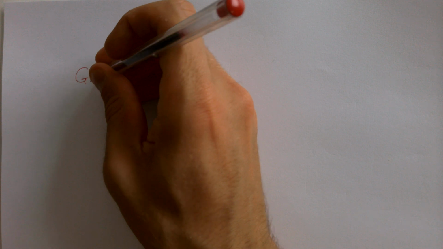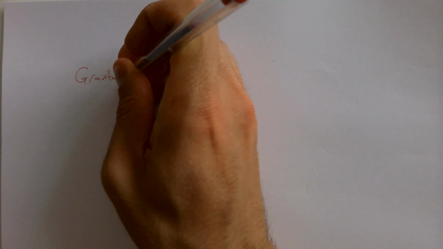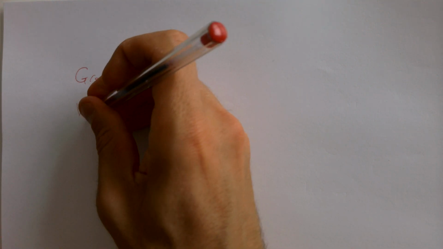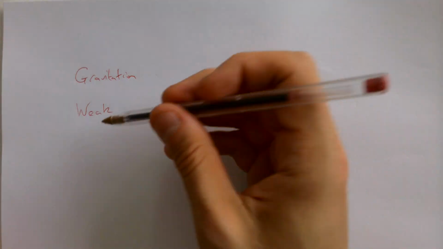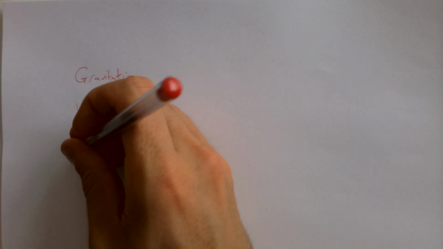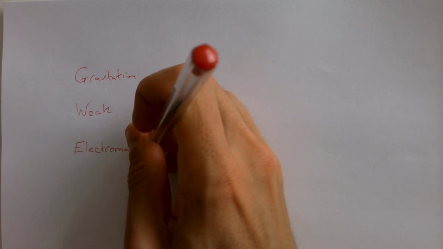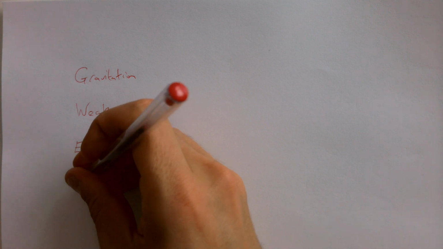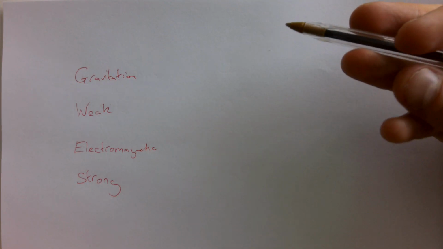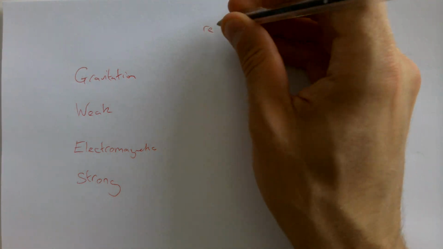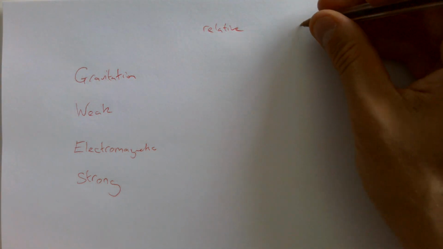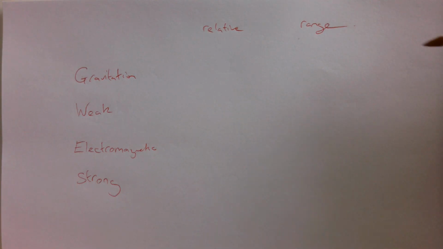We have gravitation. We have the weak nuclear force, the weak interaction. We have the electromagnetic interaction. And we have the strong interaction, the strong nuclear force. And what I want to talk about today is their relative strength, their range, and how they are transferred, how they are mediated across space.